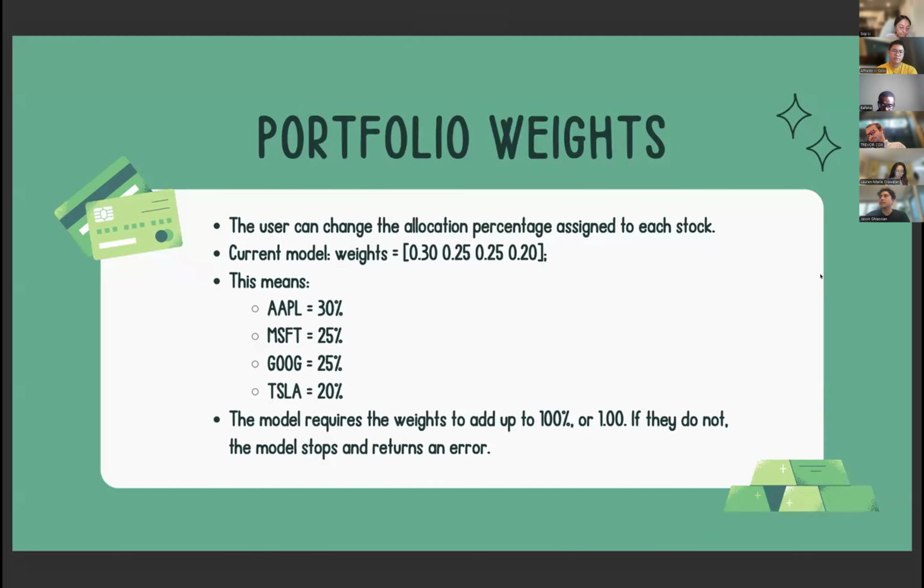The second thing we could change is the portfolio weight. Like the example here, the percentage of a company in the portfolio, but it has to add up to 100% or one. If they do not, the model stops and returns an error message.